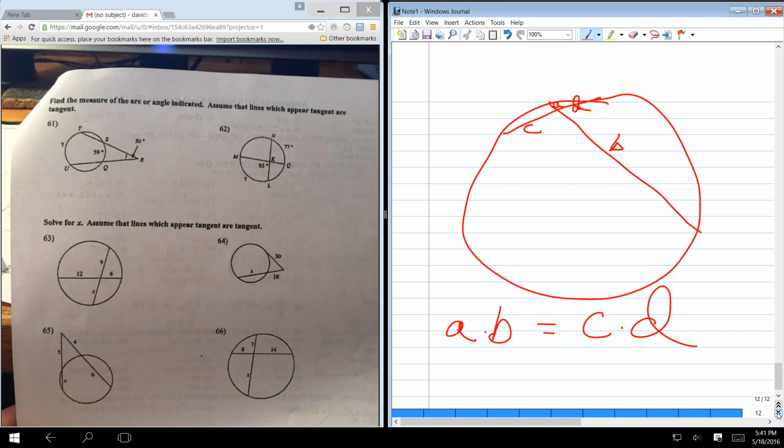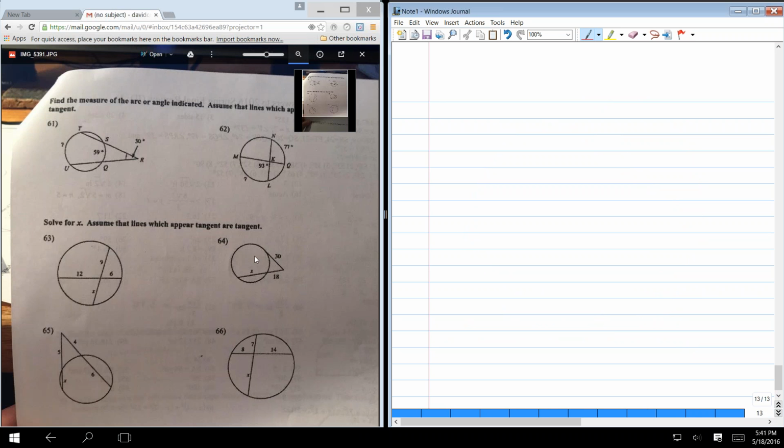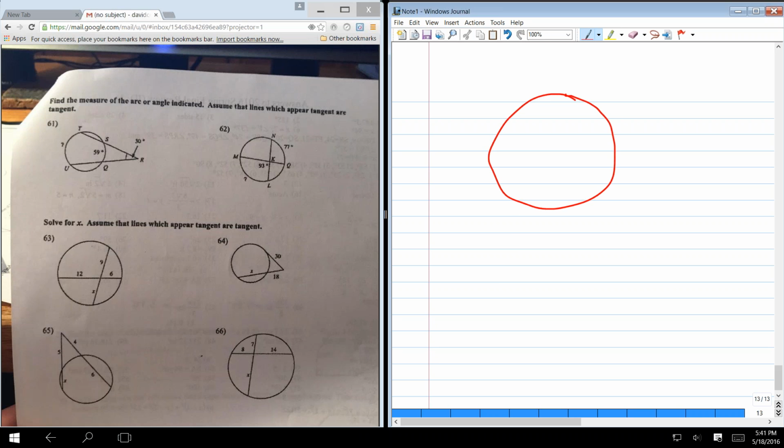Now, that's a little different than 64. The difference being we're intersecting outside. In fact, let's do 65 first, because 64 makes more sense if you've done 65 first. Whenever I have two secant lines, and they're saying this side is 5, this side is 4, this side is 6, and this is x.